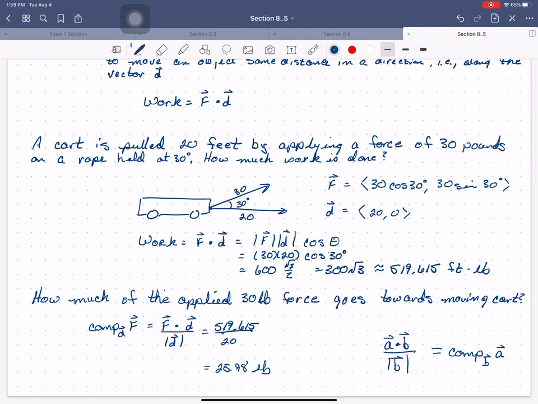So you can think of that as kind of the efficiency of your effort. You apply 30 pounds, a little less than 26 of that 30 pounds goes towards actually accomplishing your goal of moving your cart. All right, that is all we have in this section.